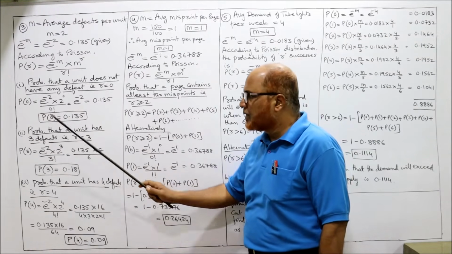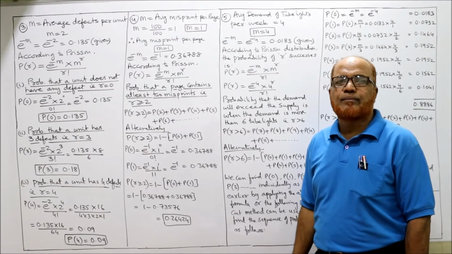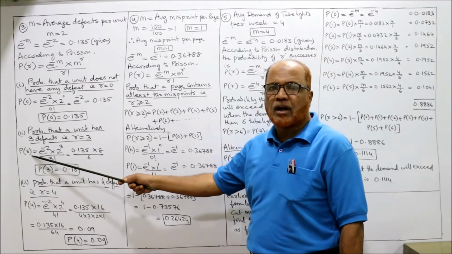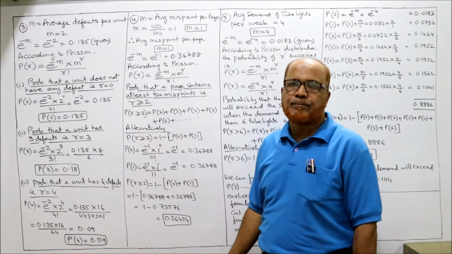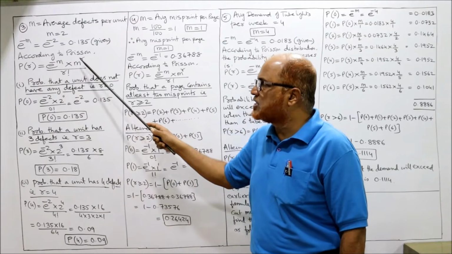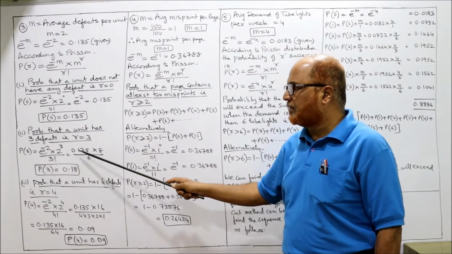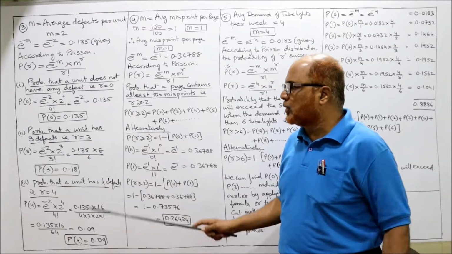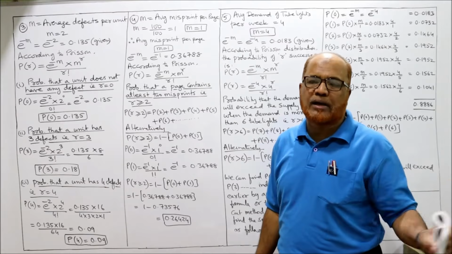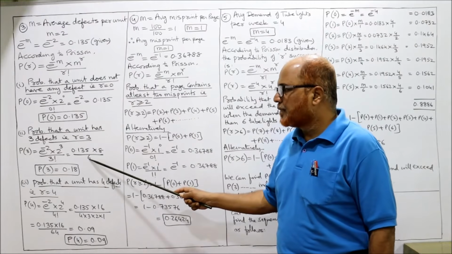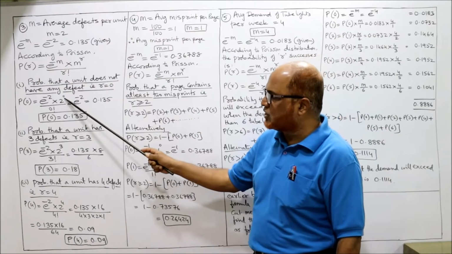One answer we got. Now the probability that a unit has 3 defects, r is equal to 3. Now we substitute 3 in place of r: e to the power of minus 2 into 2 to the power of 3 divided by 3 factorial. So e to the power of minus 2 given in the problem is 0.135, 2 cube is 2 into 2 into 2, 8. And 3 factorial means 3 into 2 into 1, which is 6. So P of 3 is 0.18. Two answers we got, P of 0 and P of 3.